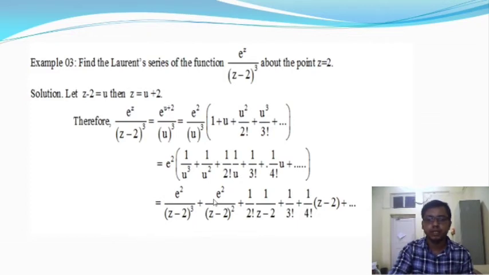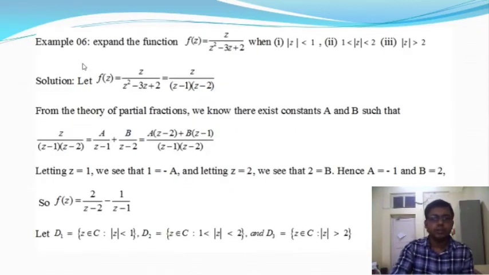We have obtained this series. And now we are going to the last problem of today's lecture. Expand the function f(z) = z / (z^2 - 3z + 2), number 1, when |z| < 1. Number 2, when 1 < |z| < 2. And number 3, when |z| > 2.